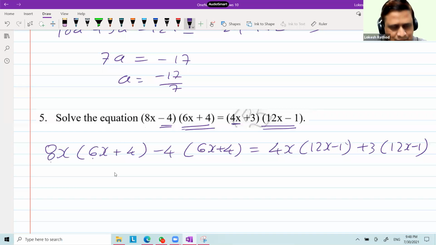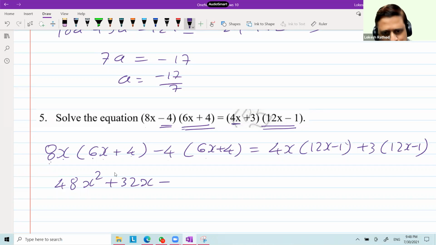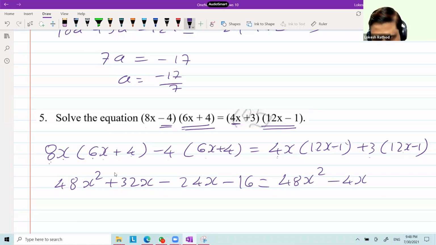8 times 6, 48, x times x, x squared. Okay, so whenever we are multiplying, a number gets multiplied with a number, a variable gets multiplied with a variable. 8 times 4, 8 4s are 32. Then x only. So x, 4 times 6, 24, then x, right? 4 fours are 16. This side also, 4 times 12, 48, x squared, right? 4x times minus 1, minus 4x. 3 times 12, 36x, 12 3s are 36. And 3 times minus 1, minus 3.